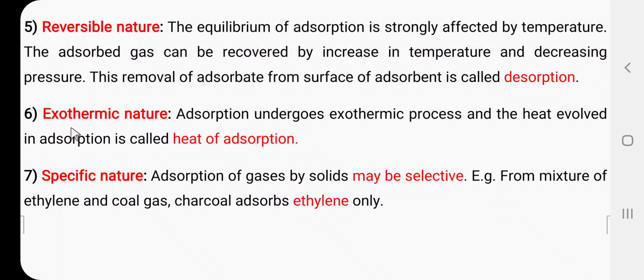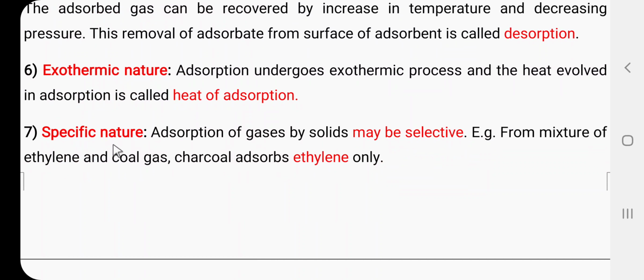Then number 6, exothermic nature. Adsorption is an exothermic process. All of you know that an exothermic process is one in which heat is evolved, and the heat evolved in adsorption is called the heat of adsorption. That means when the process of adsorption takes place, heat is evolved, and that heat is called the heat of adsorption.